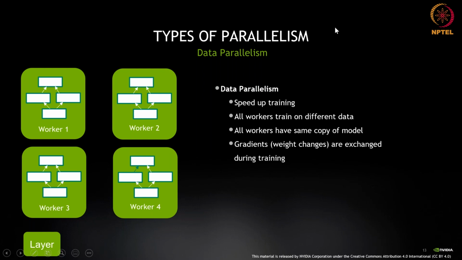So with data parallelism, you are speeding up the training by distributing the data. All workers are training on different data sets. Now, all workers also have the same copy of the model. All of these things are very important. The gradients, which are the weight changes, are exchanged during the training.